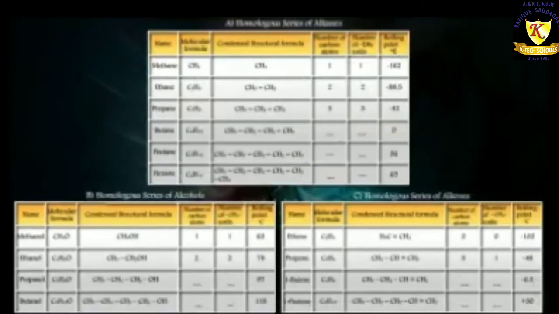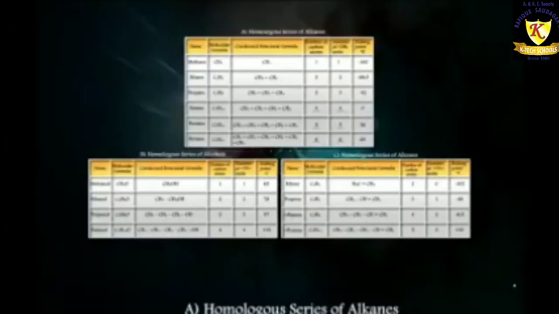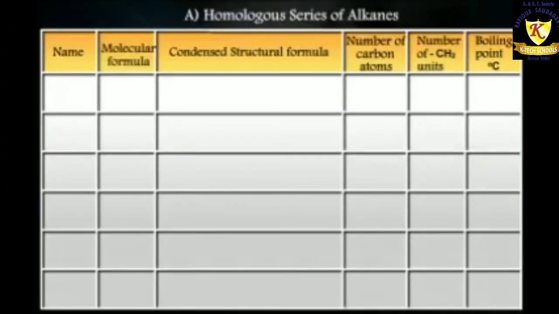Understood, children? Good. Now let us understand the characteristics of homologous series by considering initial parts of homologous series of alkanes, alkenes and alcohols. Fill in the gaps in the table ABC of the homologous. Okay? Now homologous series of alkanes. Here name we have methane, whose molecular formula is CH4.